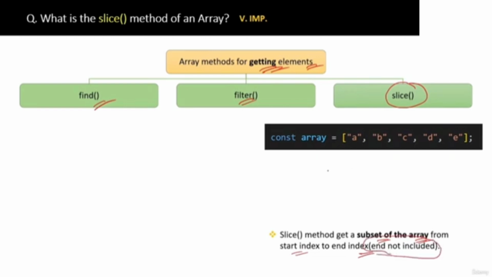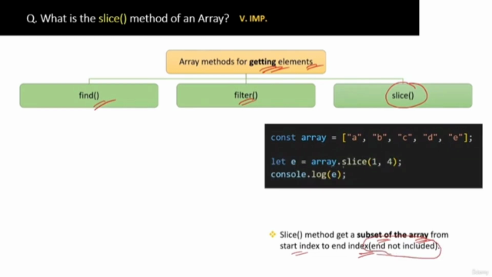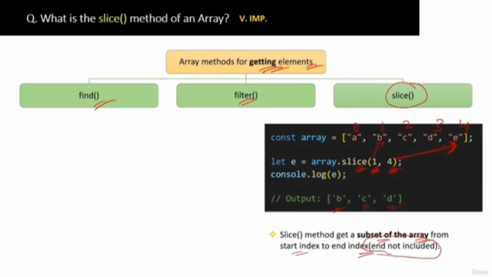Okay, so let's see the code. Here, first the slice method of an array will accept 2 parameters. The first is the start index and the second is the end index. Then it will get all the elements from this start index to the end index. But remember again, the element at the end index will not be included. So in this case, 1 is the start index with element B and 4 is the end index with the element E, right? So the result is B, C, D. Again, the last element E will not be included by the slice method. That's all about the slice method, and it is very frequently used in JavaScript.